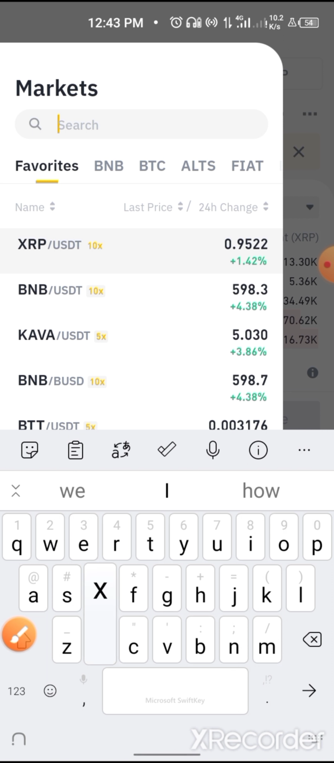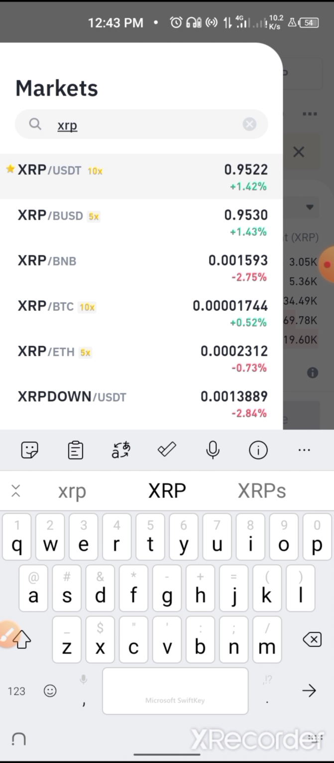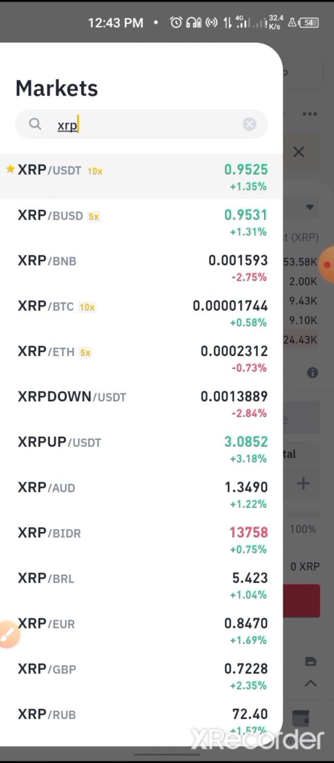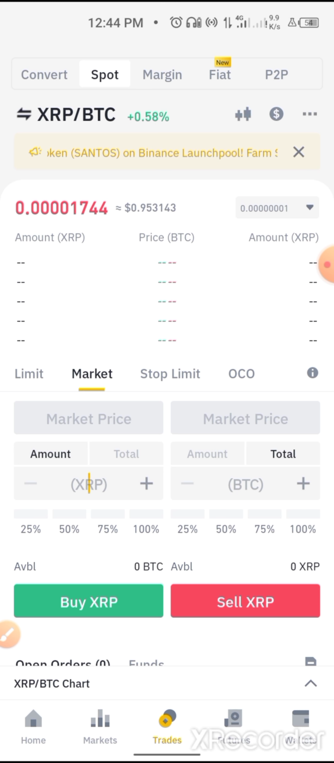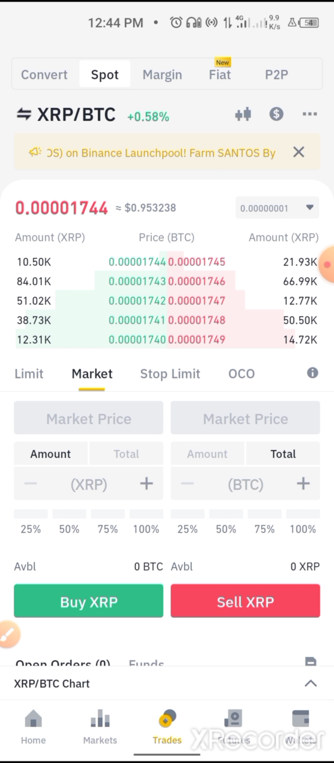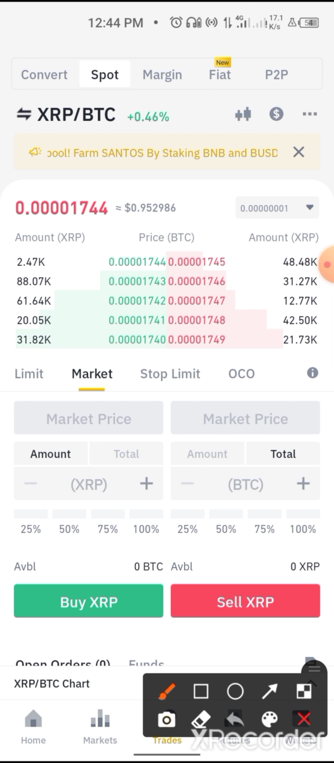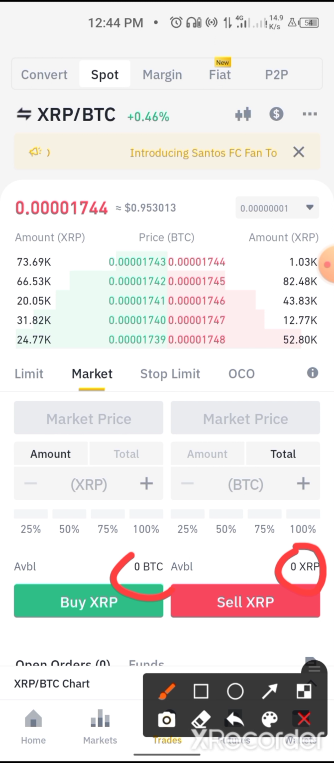Come here and still search for XRP. Search for XRP, I'll see other different pairs. Probably I want to convert it to BTC. Okay, so now I'm on the XRP BTC pair. Remember, we've purchased XRP, so I can go ahead. This is my XRP, and I want to sell. Now, once I'm selling, it's going to directly reflect on my BTC wallet because I chose XRP BTC.